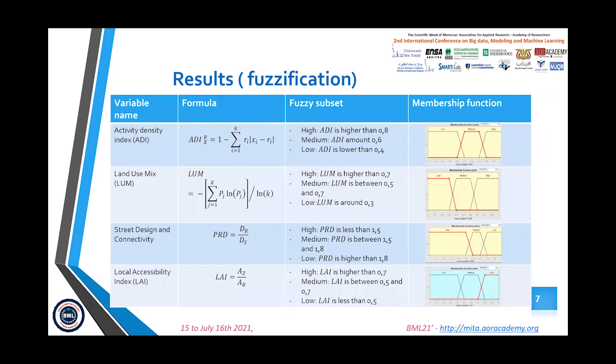To model our system to evaluate local accessibility, we have defined three input variables and one output. As shown in this table, for each variable, there is the formula, the fuzzy subset, and the membership function. These variables are activity density index EDI, land use mix LUM, street design and connectivity PRD, and local accessibility index LIE.